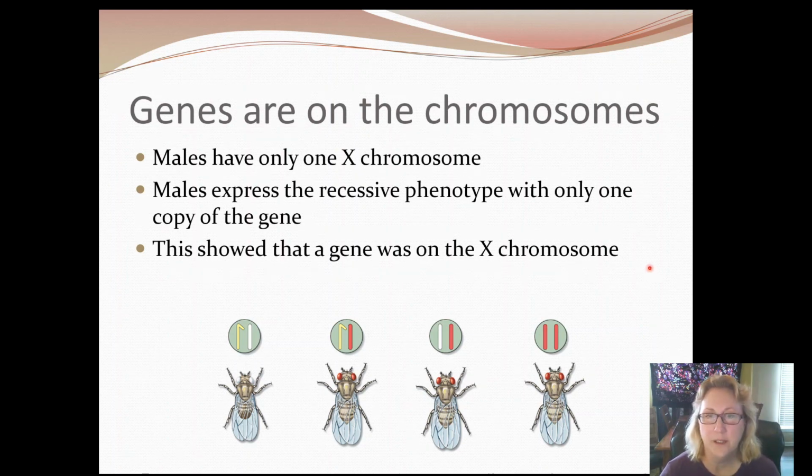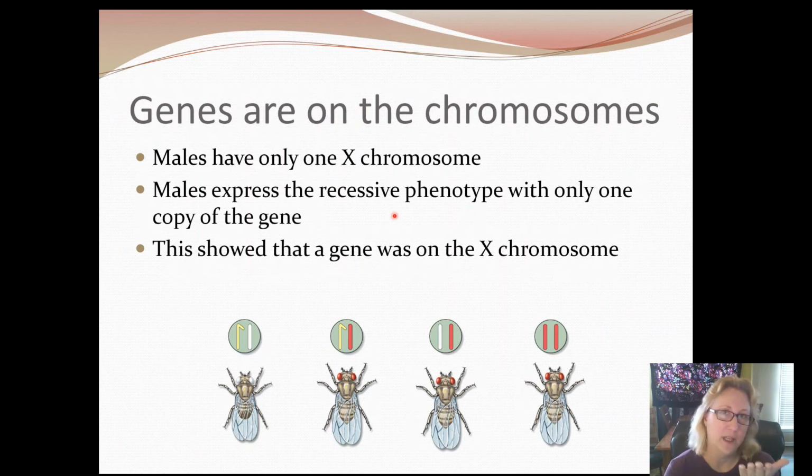Because male fruit flies are like human males, they only have one X chromosome, so males can express that recessive phenotype with only a single copy of the gene because they don't have another copy. The reason females have to be homozygous is because they have two copies of everything. So for a female to express a recessive trait, they have to have two recessive copies, one on each chromosome. And that's true even for the X, because females have two X's.